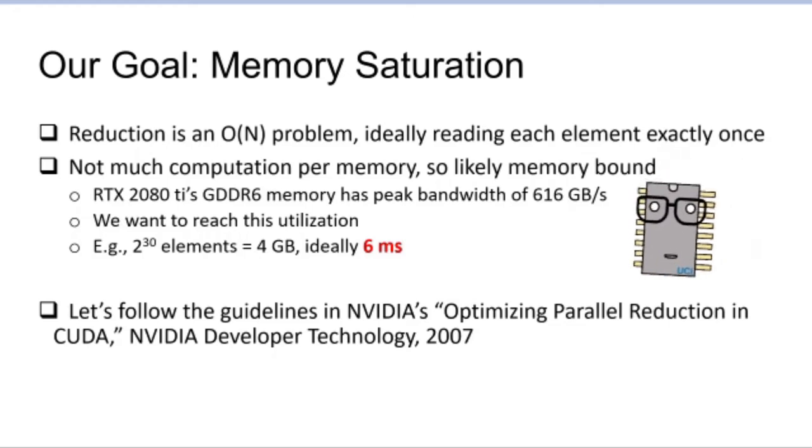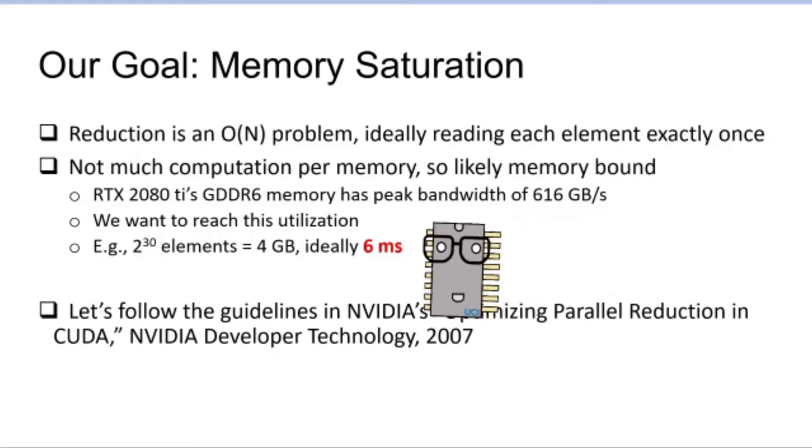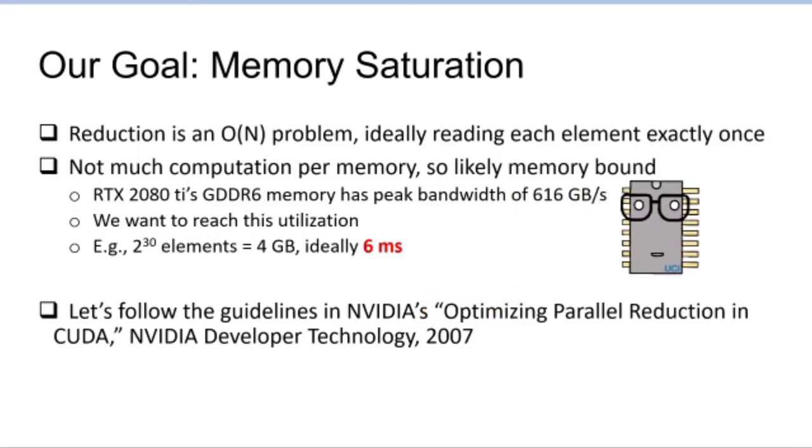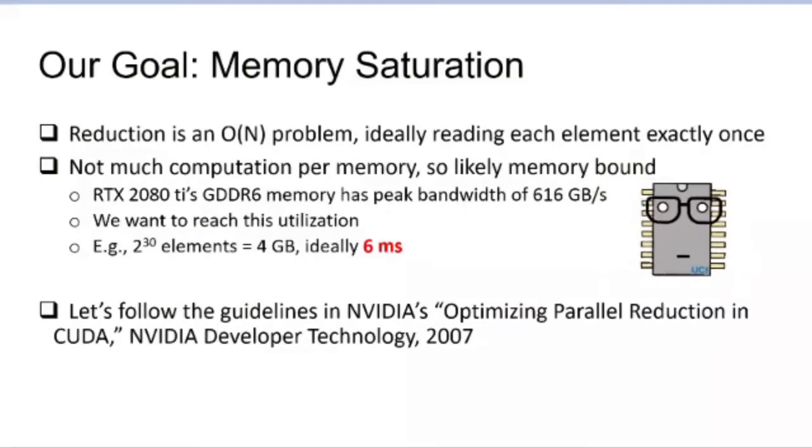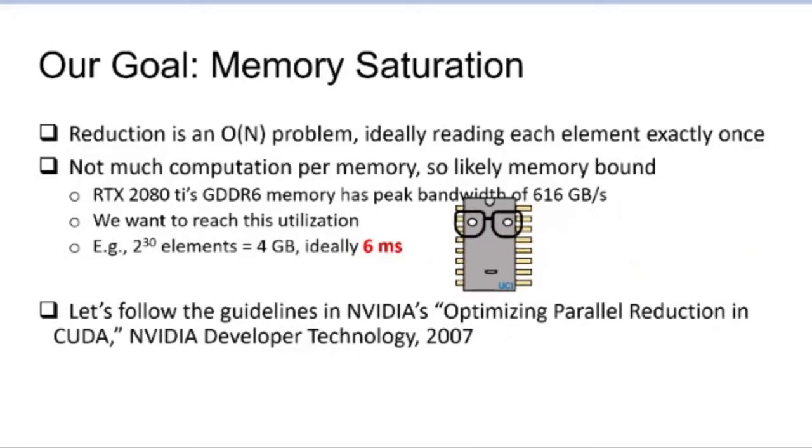So the hardware that I was running these things on is an NVIDIA RTX 2080 Ti. It has a GDDR6 memory, which has a peak bandwidth of 616 gigabytes per second, according to the catalog. So you want to reach this utilization, because if it's a completely memory bound problem, then we want to be using the peak memory bandwidth of the hardware. So 2 to the power of 30 elements, 4 gigabytes, on a machine with 616 gigabytes per second of bandwidth, we would be reading 4 gigabytes in approximately 6 milliseconds. 616 gigabytes per second is a huge number for memory. It would be kind of difficult to reach these kinds of numbers on a regular old desktop.